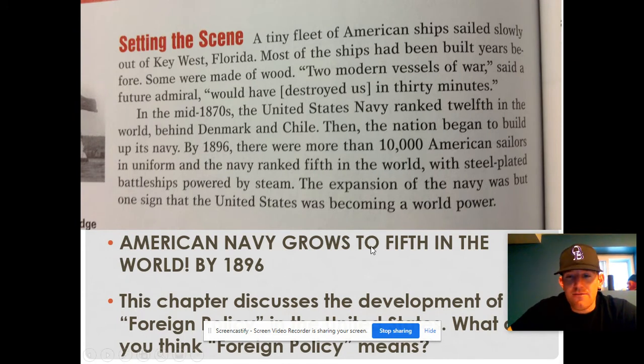So the big idea of this chapter is going to be talking about foreign policy. When you think foreign, try to think about where you've heard that before. Policy, think about where you've heard that before. Take about 30 seconds here. Try to basically write down in your own words what you think a country's foreign policy means. What could that possibly mean? A country's foreign policy. If you have to, pause the video and then come back.